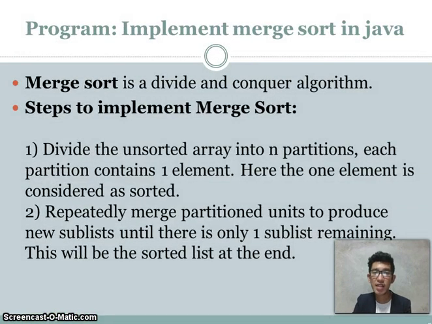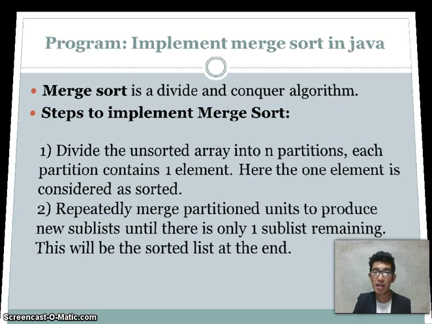Merge sort is a divide and conquer algorithm. Steps to implement merge sort. First, divide the unsorted array into n partitions. Each partition contains one element. Here, the one element is considered as sorted. Second, repeatedly merge partition units to produce new sublists until there is only one sublist remaining. This will be the sorted list at the end.